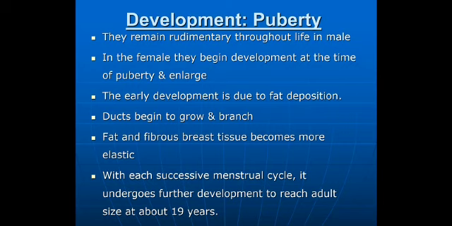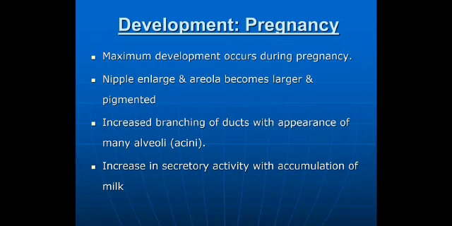At the time of puberty, breasts enlarge due to the action of estrogen and progesterone. Estrogen causes proliferation of the duct system, whereas progesterone is responsible for the development of lobules, that is the alveoli. In subsequent menstrual cycles, further growth occurs and adult size is attained by the age of 19 years. Other hormones responsible for the development of breast are growth hormone, cortisol, insulin, thyroxine, and prolactin, which have permissive actions.